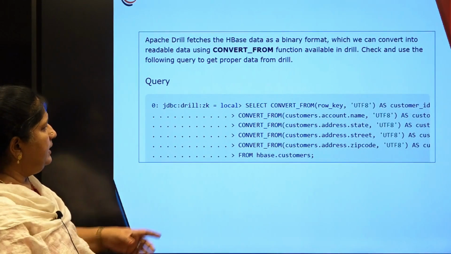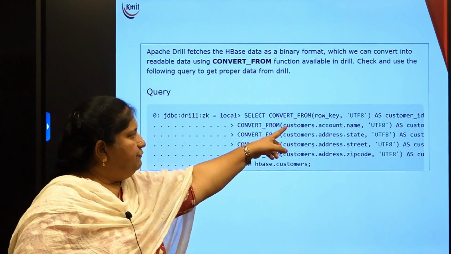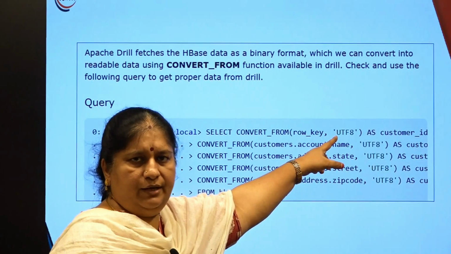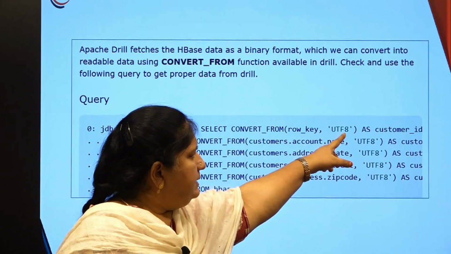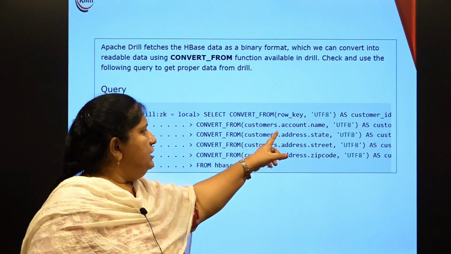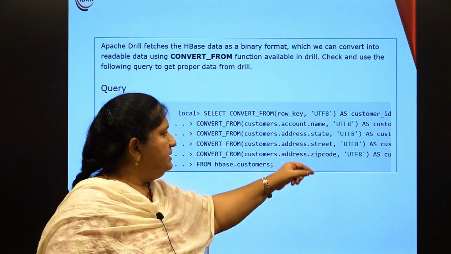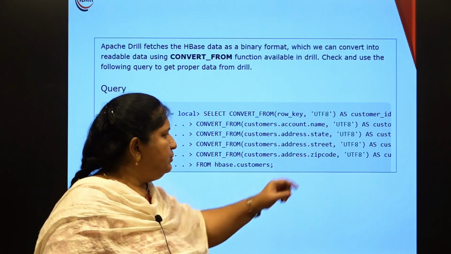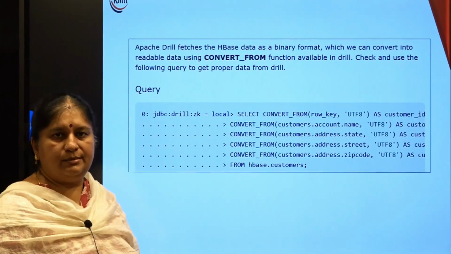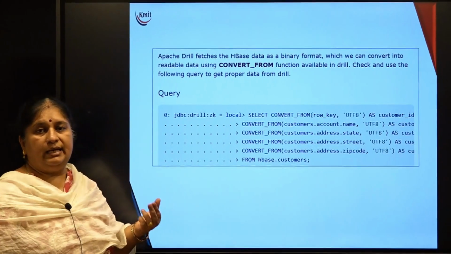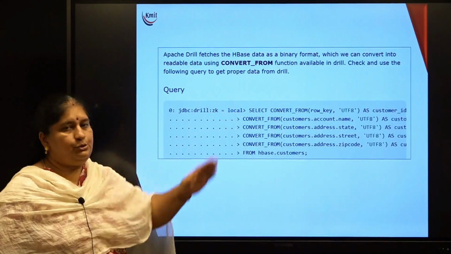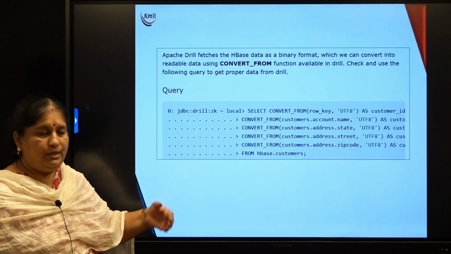So I should be giving it like this: select convert from, the row key should be converted to UTF, Unicode text format, under ASCII 8-bit as customer ID. Similarly, the second field should be account name, next one should be state, next one should be street, next one should be zip code. From which table? From hbase.customers. So even though the data is internally in binary format, take that data, convert it into this UTF Unicode format and show me the result.